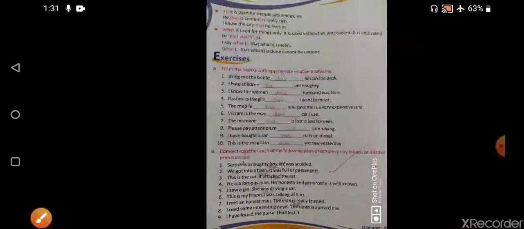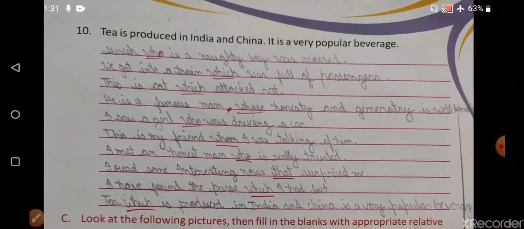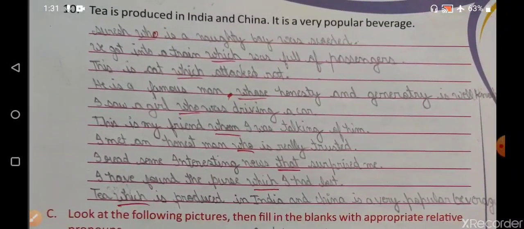Now coming on to the next exercise. Tea is produced in India and China. It is a very popular beverage. So tea which is produced in India and China is a very popular beverage. Here the answers are given. You can write the answers from here.